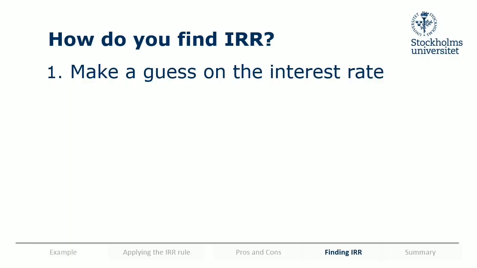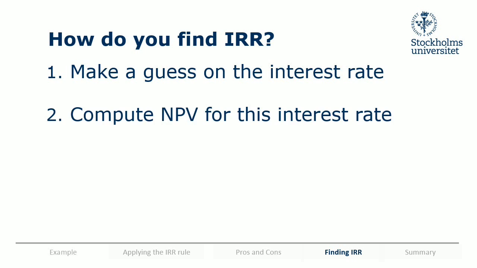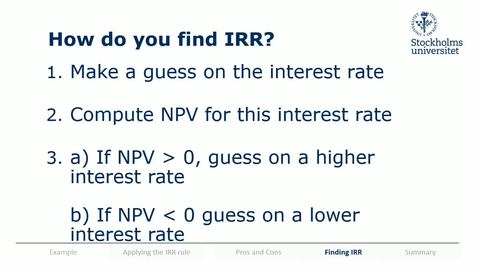Okay, so how do we find it then? Well, as I said, we start by making a guess on the interest rate. Then we compute NPV for this interest rate, and if NPV is larger than 0, we guess on a higher interest rate. If it's less than 0, we guess on a lower interest rate.